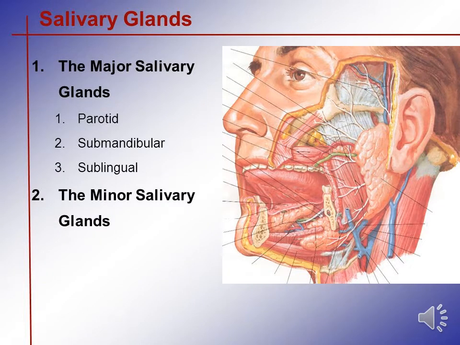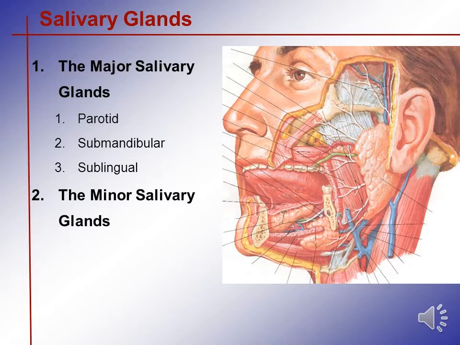First, we must know a simple overview about the anatomy and the physiology of salivary glands. The salivary glands are exocrine glands that have a duct that carries the secretion of saliva from the gland to the oral cavity. So it is one of the exocrine glands.